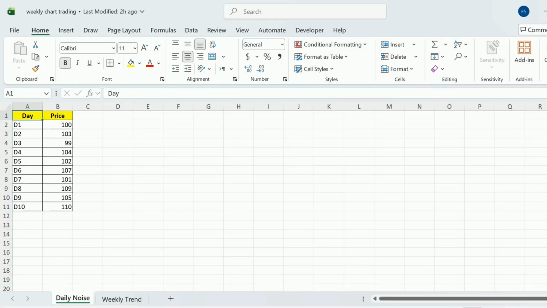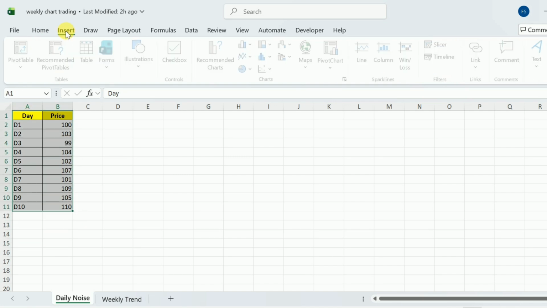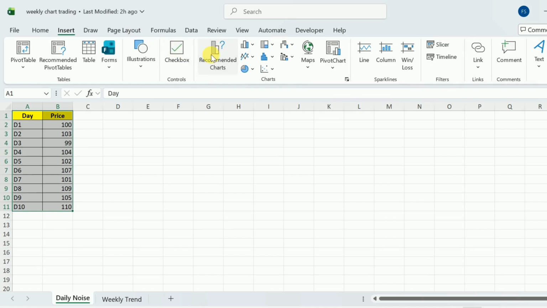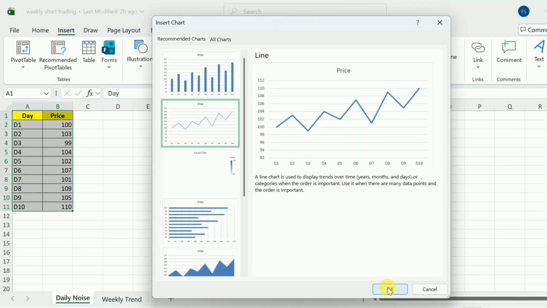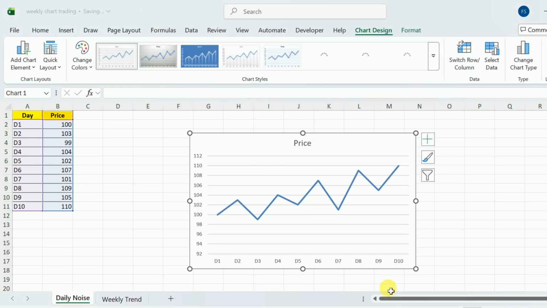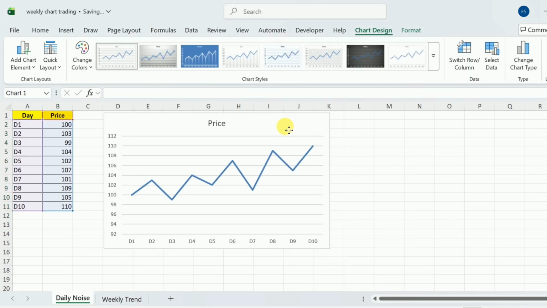Let's start with a practical example. Here I have a simple dataset of daily price movement. Let's convert this into a line chart. So for this purpose, I'm going to select this data and then I'll go to the Insert tab. Here in the recommended chart, I'll select this line chart and click OK. So this will create a line chart using this data.